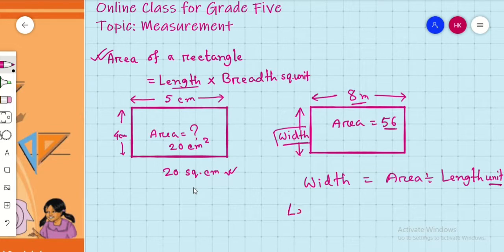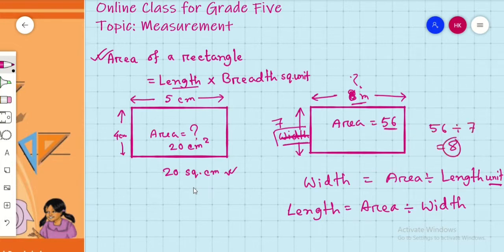Similarly, if you have to find length, same problem, same formula. Instead of length you just use width. For example, here if width is 7 and length is not given and the question asks what is length, you can write length is 56 divided by 7, that means 8. The length is 8. I hope you understand. Just a very simple formula we will use today.